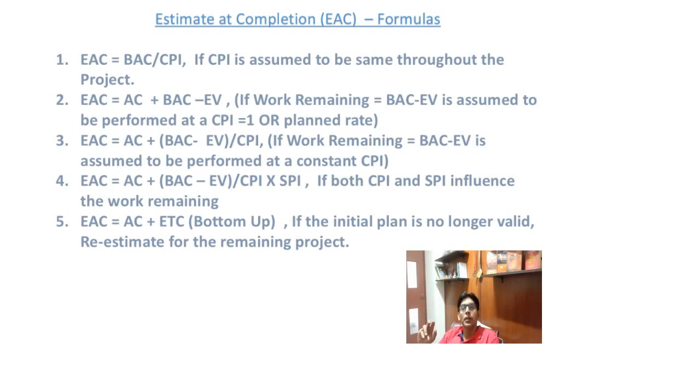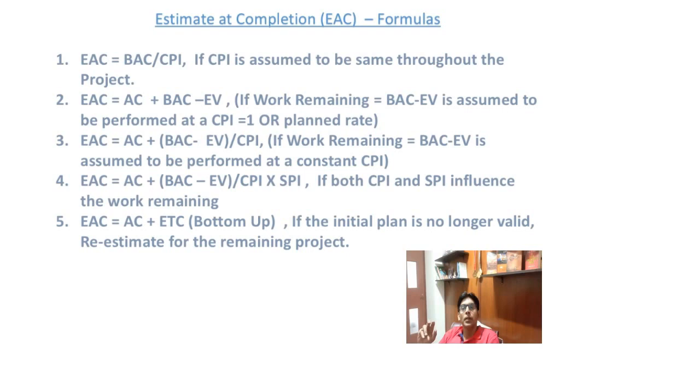The fourth formula for calculating estimate at completion is EAC is equal to AC plus (BAC minus EV) divided by (CPI times SPI). This is used if both CPI and SPI influence the work remaining. This will be used when your projected cost at completion will also be impacted by whether you deliver on schedule, before the schedule, or you deliver late.